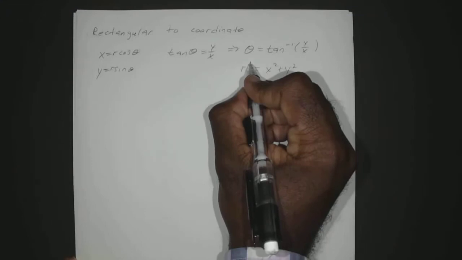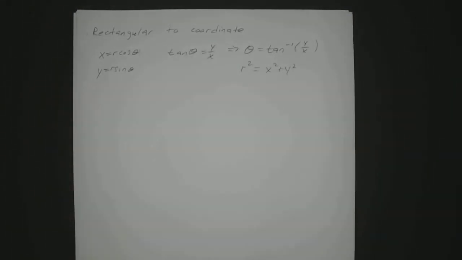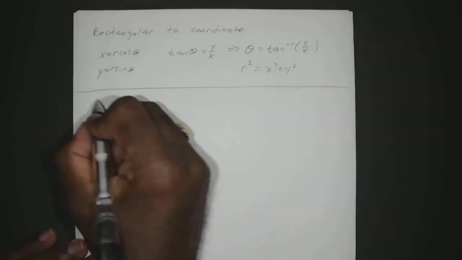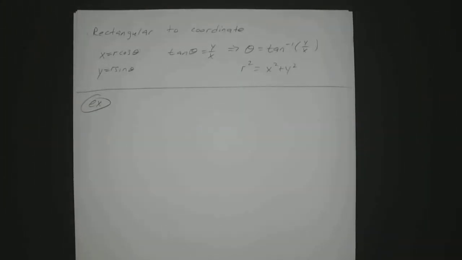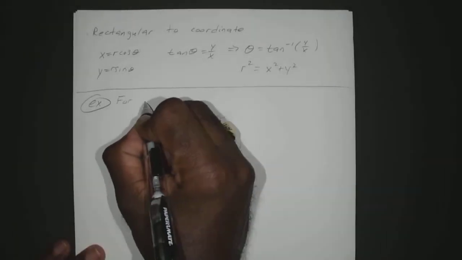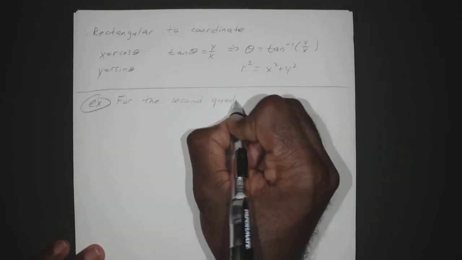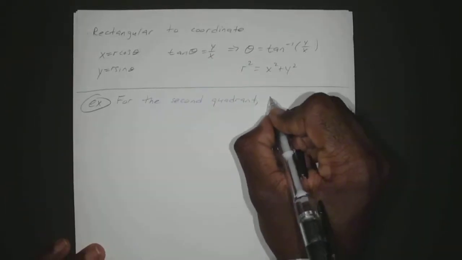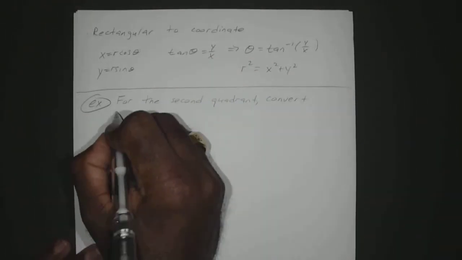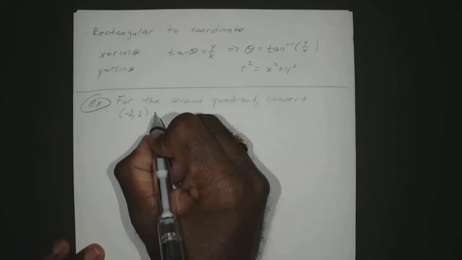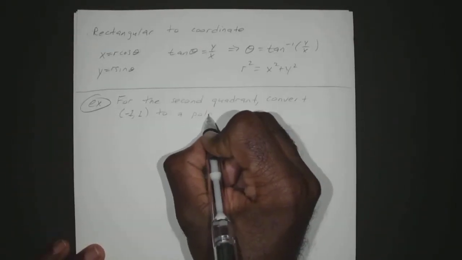If we go on our unit circle and have our right triangle, all right, so let's say, for example, for the second quadrant, convert -1, 1 to a polar coordinate.